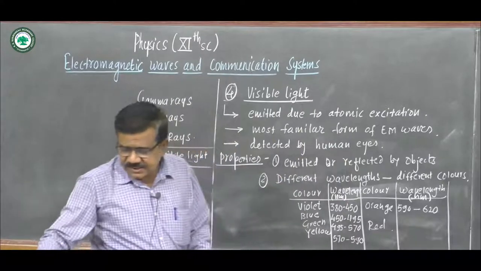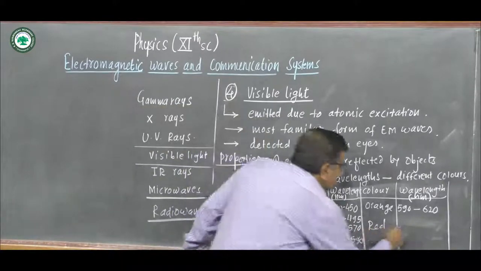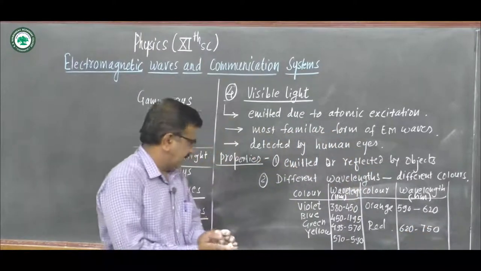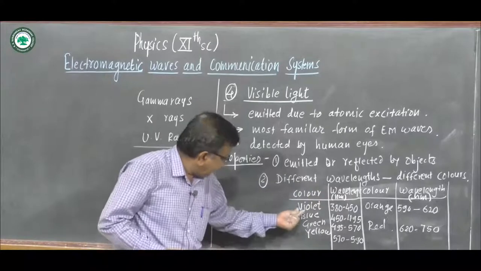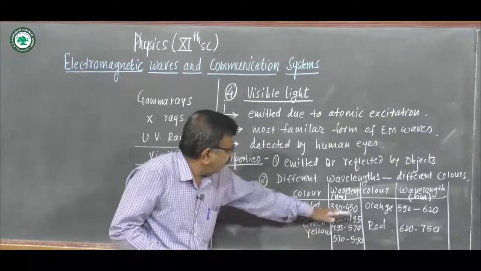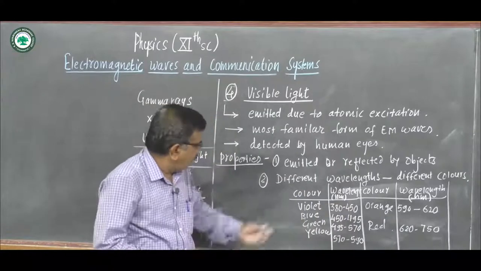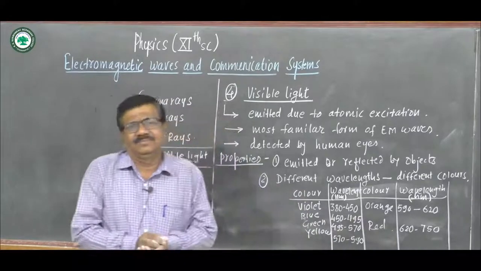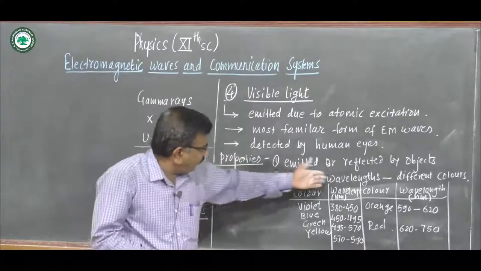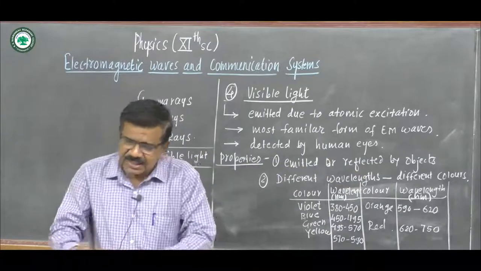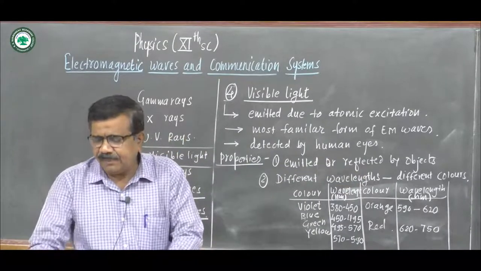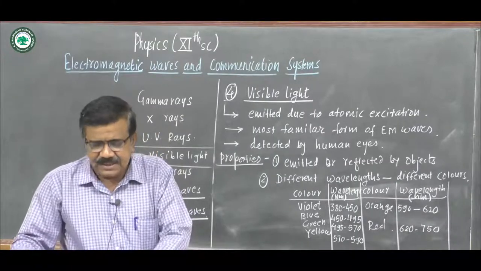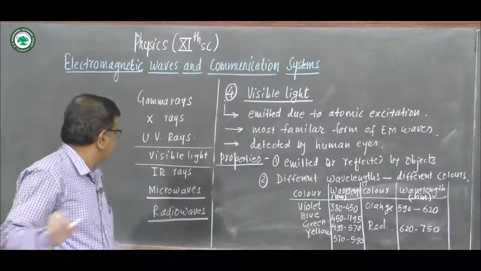And for red, 620 to 750. These all wavelengths are in nanometer, that is 10 raised to minus 9 meter. Here there is also indigo color, its wavelength lies in between. Wavelength of these colors increases from violet to red, and different wavelengths give different colors. So this is about the visible part of the electromagnetic spectrum. It is visible to the eye, and that is visible light.